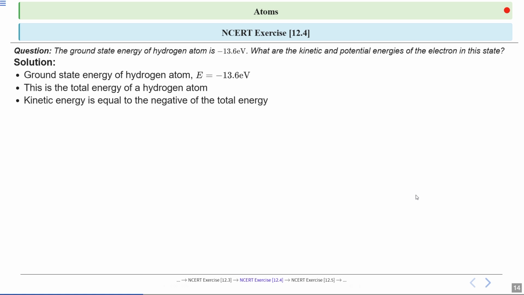Now let's talk about kinetic energy. In the hydrogen atom, the kinetic energy of the electron is equal to the negative of the total energy. This means if the total energy is negative, the kinetic energy will be positive and of the same magnitude. This is a result from solving the equation for the hydrogen atom in quantum mechanics. So the kinetic energy equals minus E, which is minus of negative 13.6, which gives us positive 13.6 electron volts. This tells us the electron is moving with enough energy to balance the strong attraction from the nucleus, but not enough to escape. Notice how the kinetic energy is always a positive value.